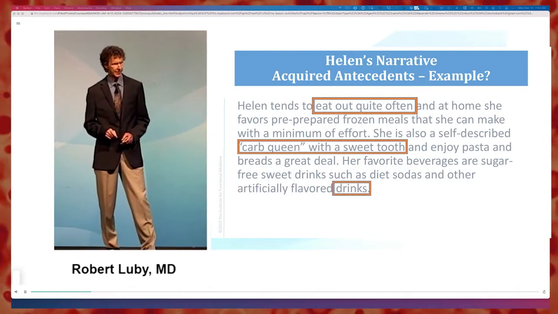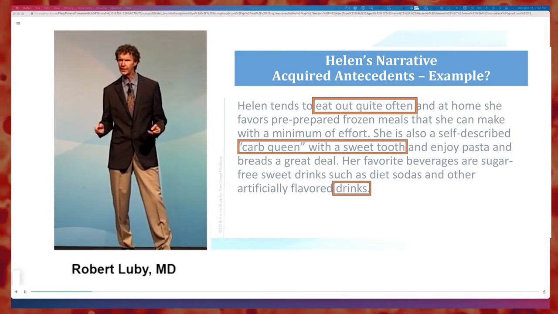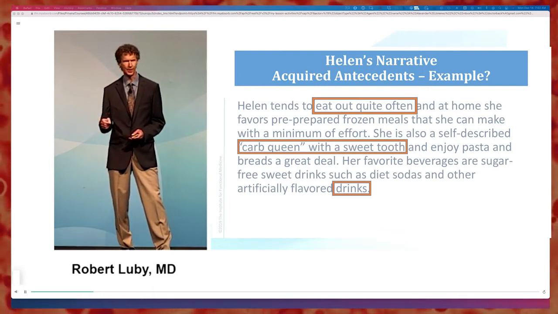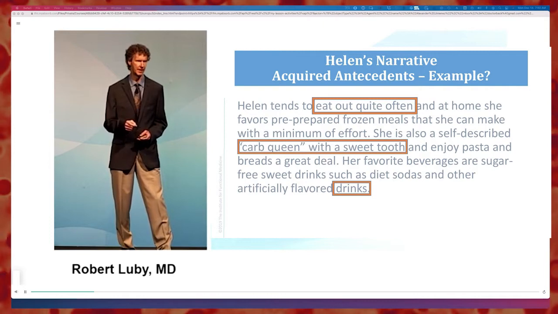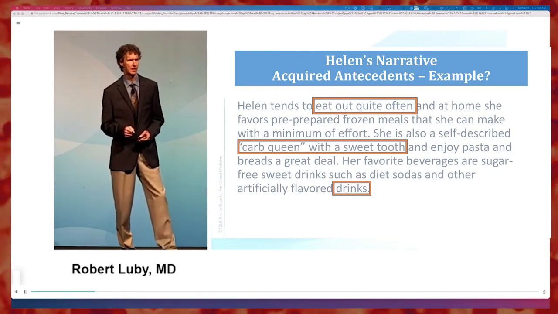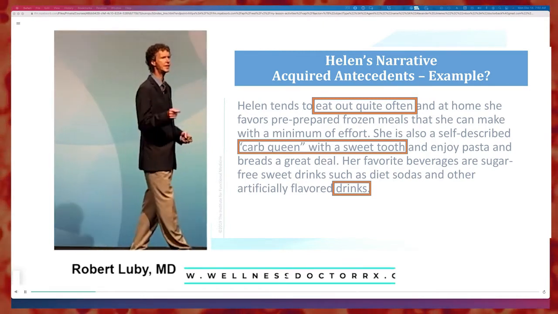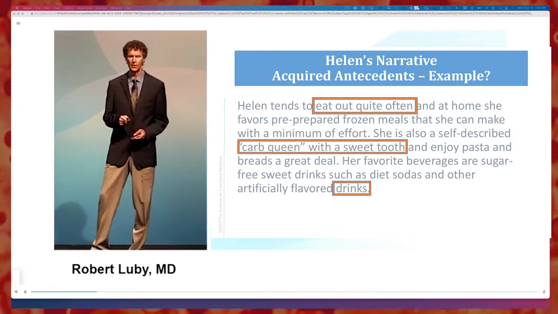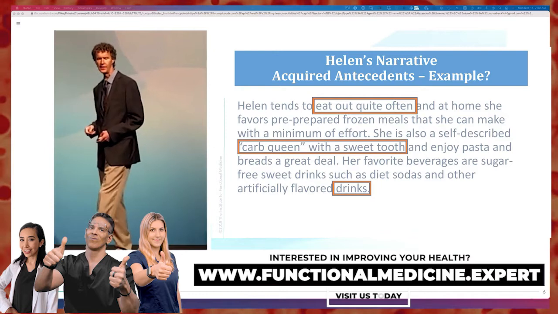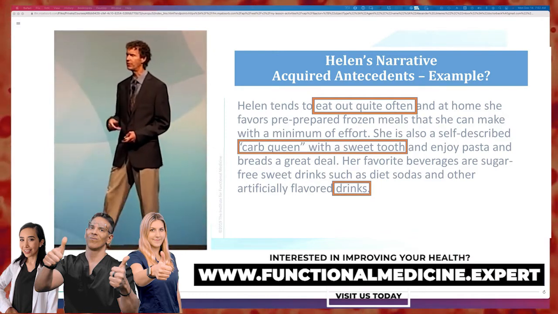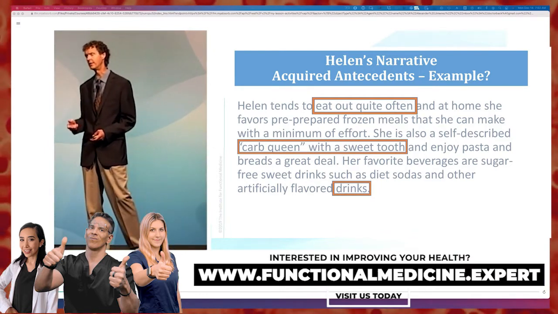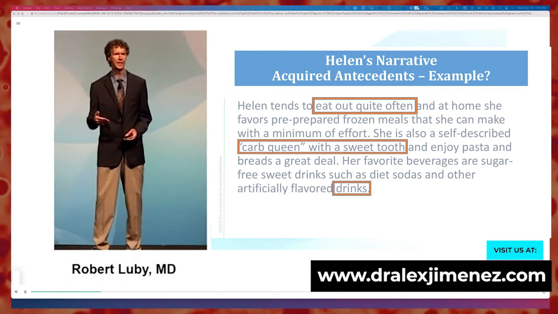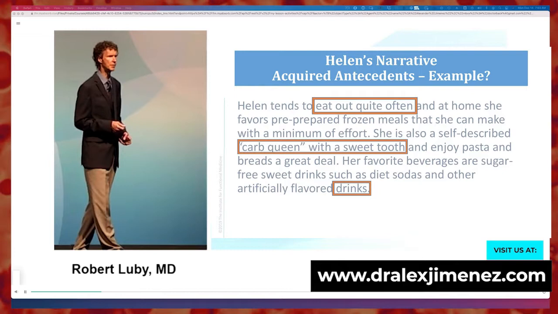Acquired antecedents. What's the difference between an antecedent and a trigger? An antecedent is a trigger with a delayed effect. A trigger causes an effect immediately. An antecedent can cause an effect, but it's delayed. So, Helen's acquired antecedents include her poor nutrition. As soon as you start eating an American diet, you don't develop problems, but if you eat it long enough, it has that delayed effect and you will start to have physiological problems.